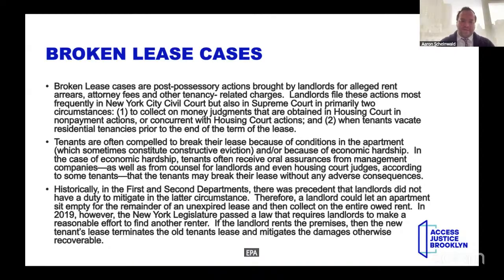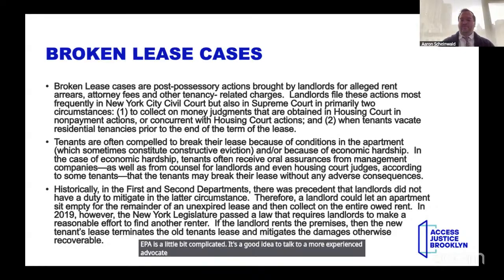EPA is a little bit complicated. It's a good idea to talk to a more experienced advocate if you are dealing with these issues.